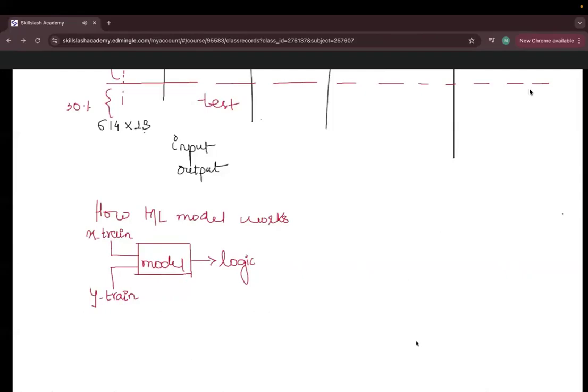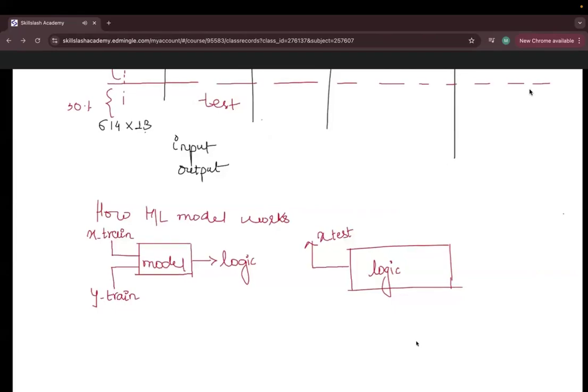Since we receive the logic out of it, now we have to test the logic, right? Whether what my machine understood is even correct or is complete garbage. So to test the logic, I am going to give X test, nothing else. I'm going to give X test and ask my logic to predict the output. That is going to be Y prediction.